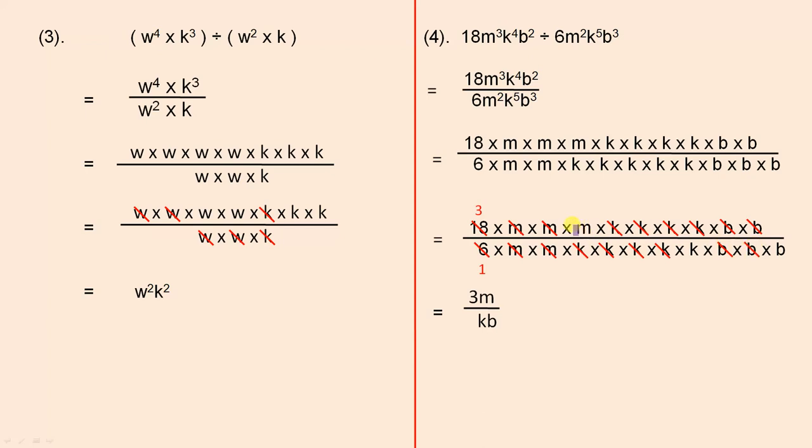So what are we left for the numerator? A 3 and an m. That's 3m. What do we have in the denominator? We have a k and a b, and that's kb. So the answer is 3m over kb. So that situation there, that initial sum there, can be simplified, and there's the answer.